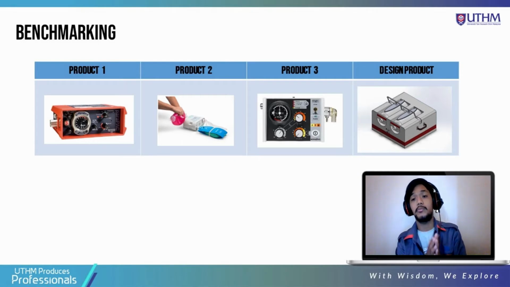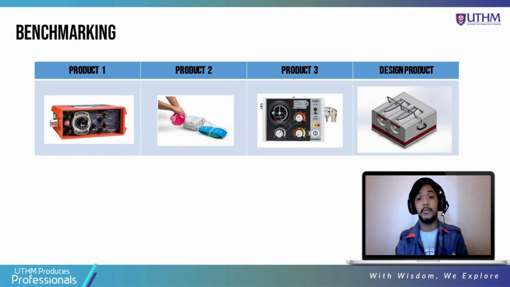So product 1, product 2 and product 3, all those 3 products can only support 1 person at a time, while our product can support 2 persons at a time, and the price is more affordable, lightweight and also very portable. So after doing the benchmarking, we need to identify the market needs.